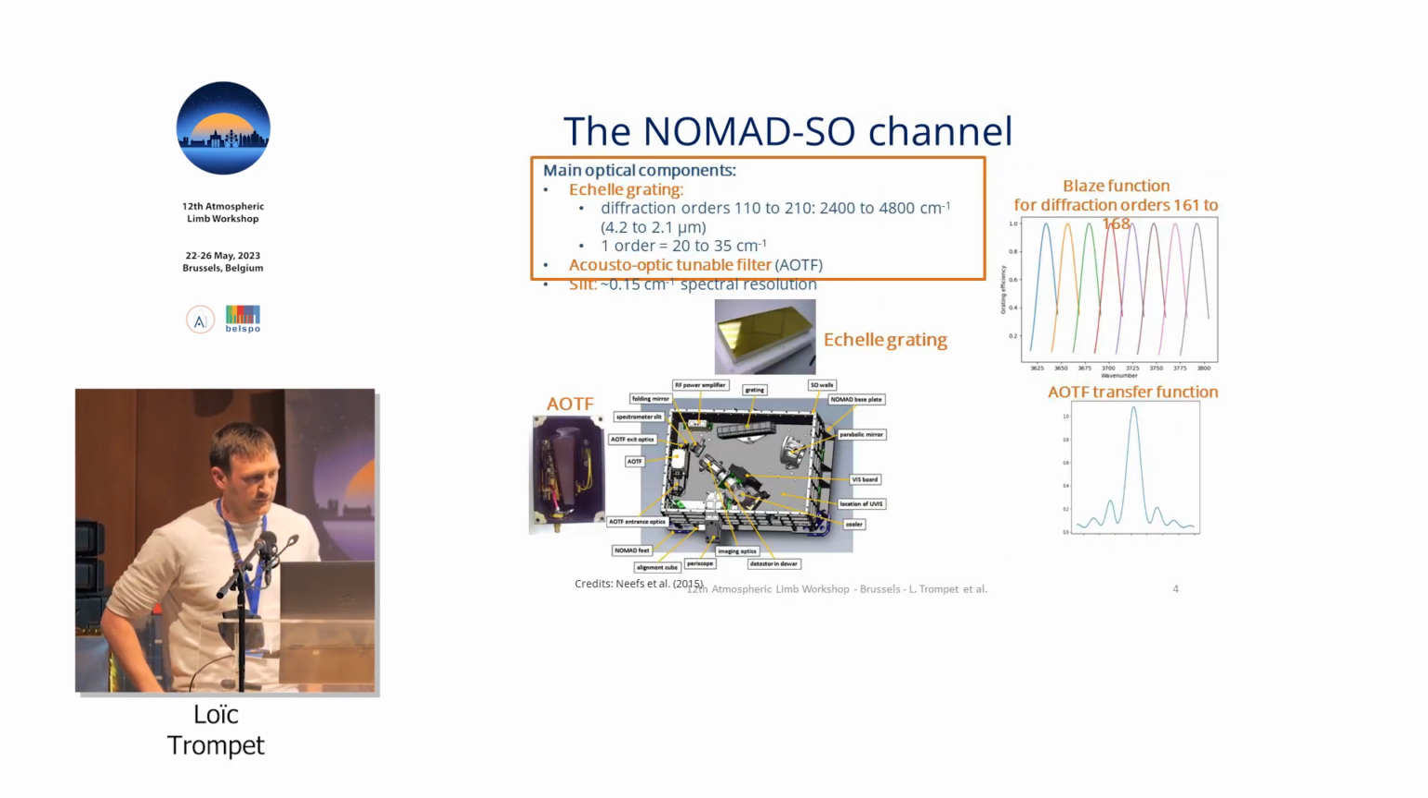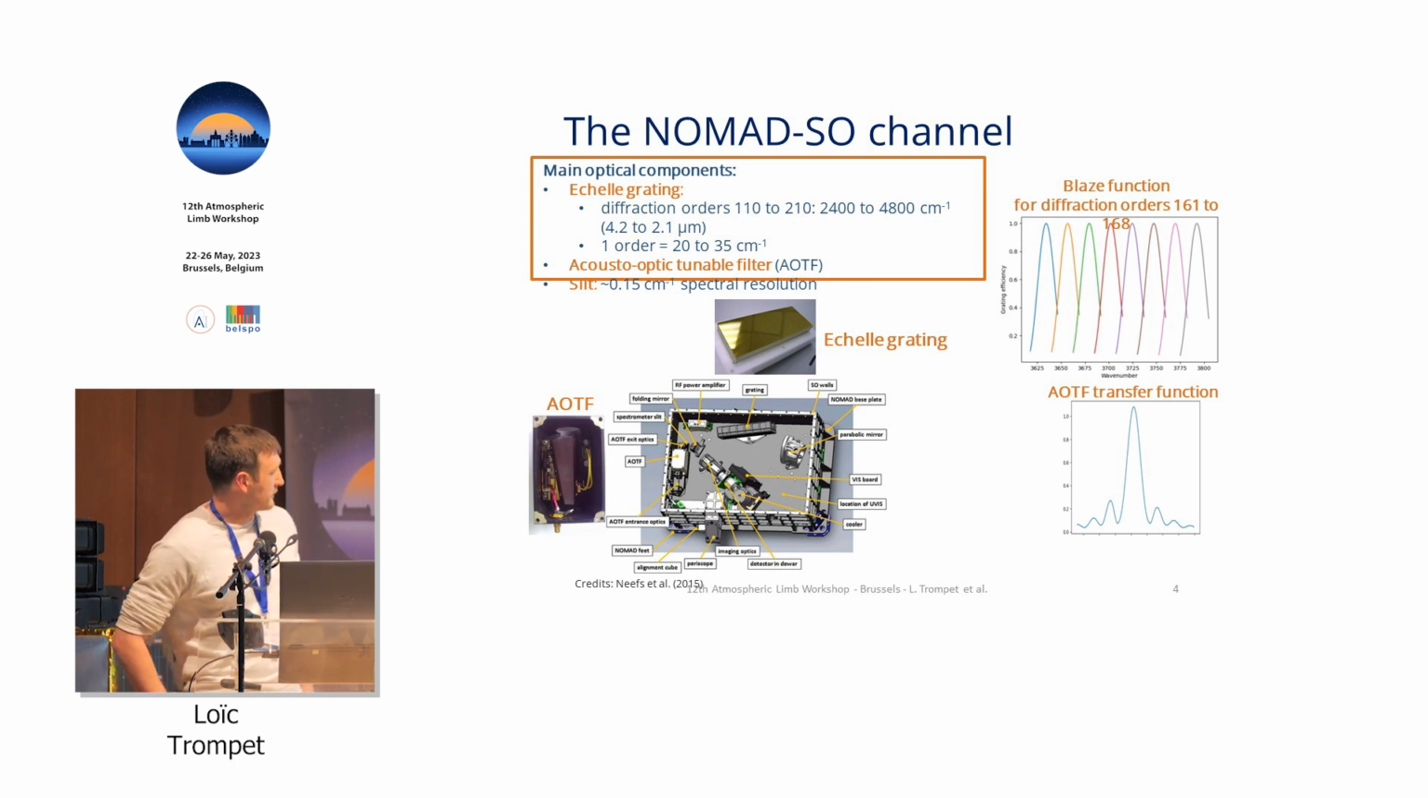More specifically about NOMAD SO, the main optical components are those ones. There is the slit defining the ILS. There is an echelle grating, which makes most of the light diffracted into, in this case, high diffraction orders because we have a high blaze angle. Diffraction orders extend from 110 till 210. The spectral range extends from 4 micrometers to 2 micrometers, and one diffraction order is around 20 to 35 centimeter minus 1.